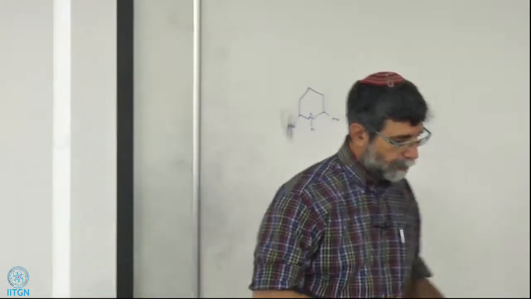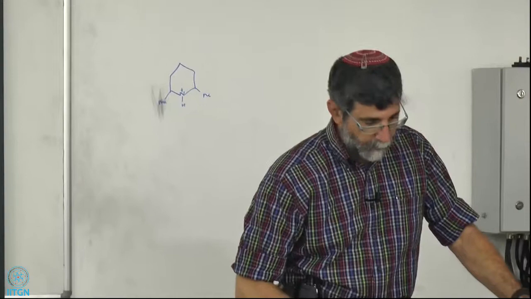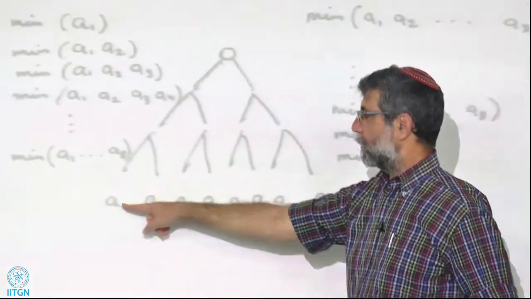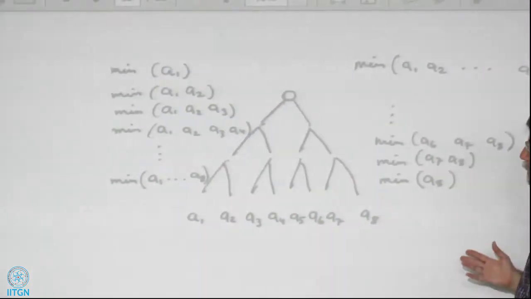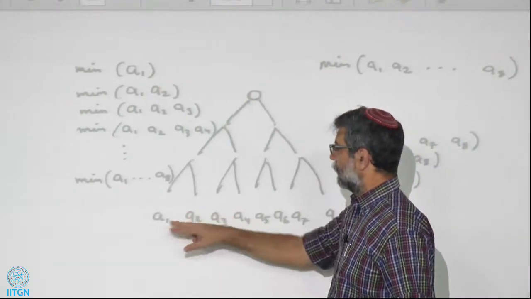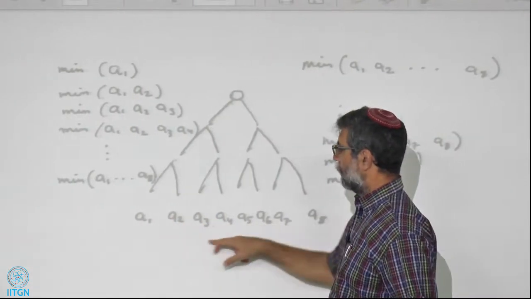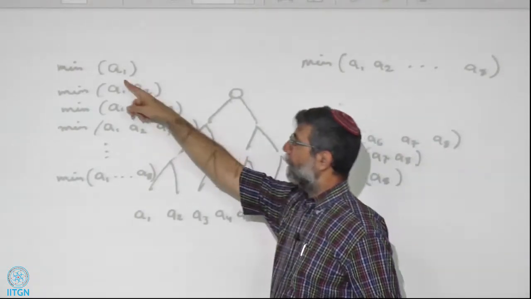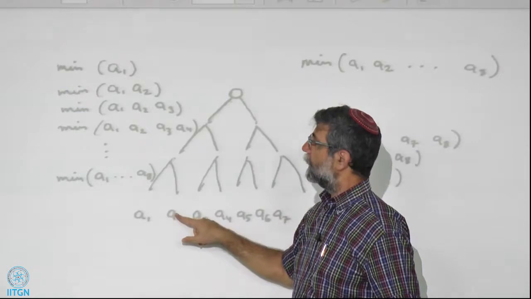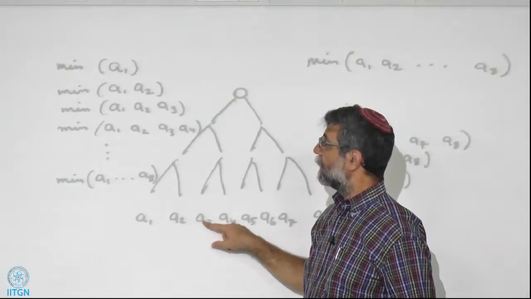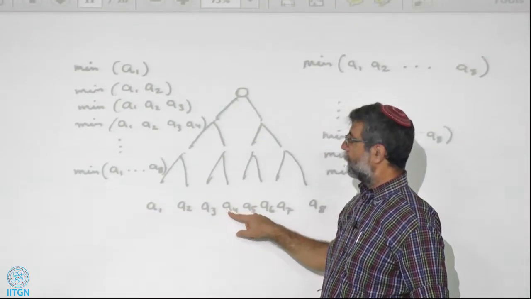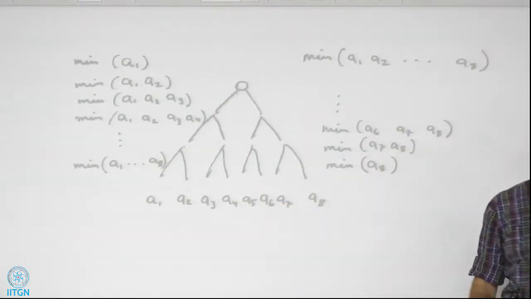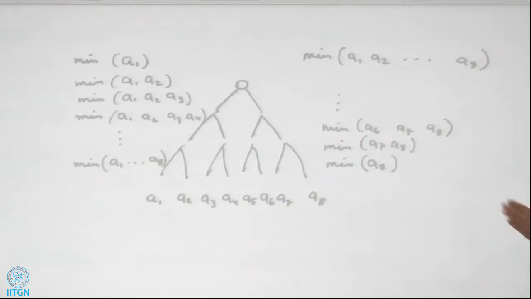So let's see the picture that explains it completely. We have a tree, and these are the leaves of the tree. The prefixes are A1, A1 A2, A1 A2 A3, A1 A2 A3 A4, etc. So we're going to write down the minimum of the first prefix, the minimum of the second prefix, the minimum of the third prefix, the minimum of the fourth, fifth, up to the last prefix. So that's what we're going to write on one side.